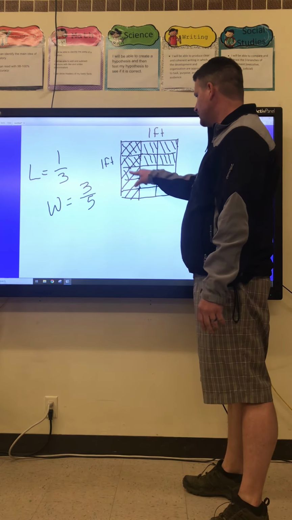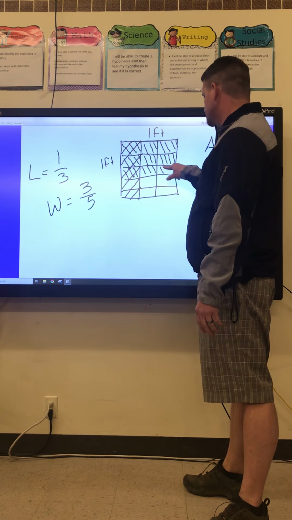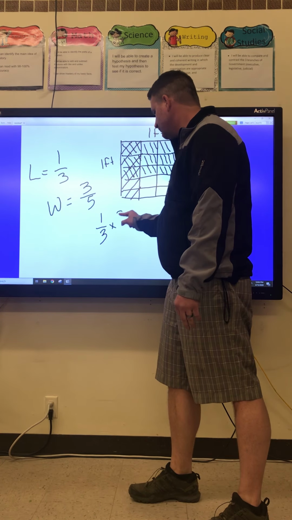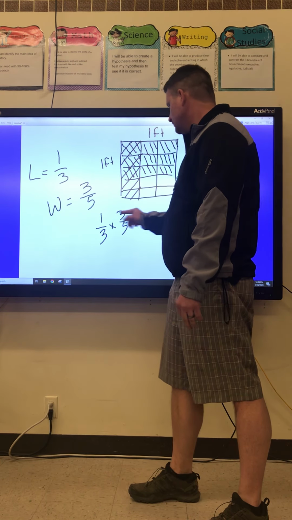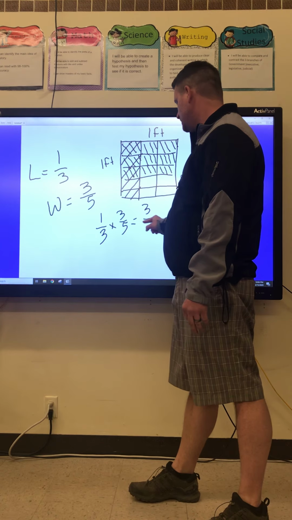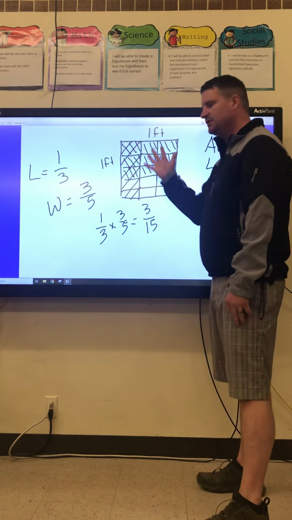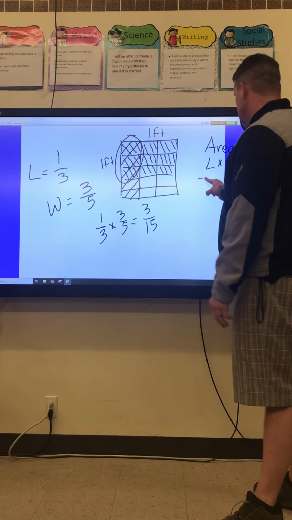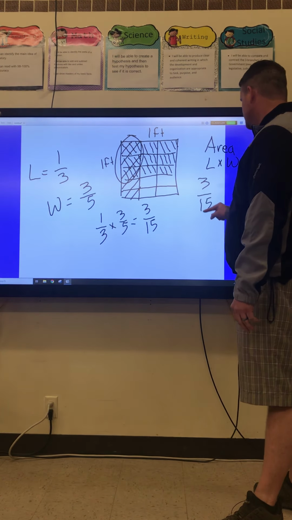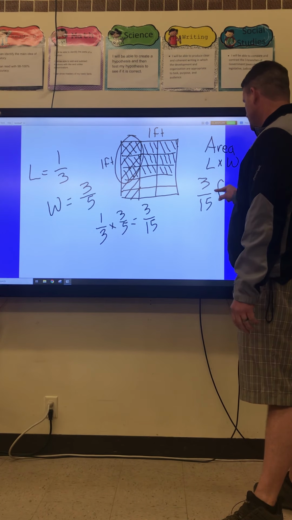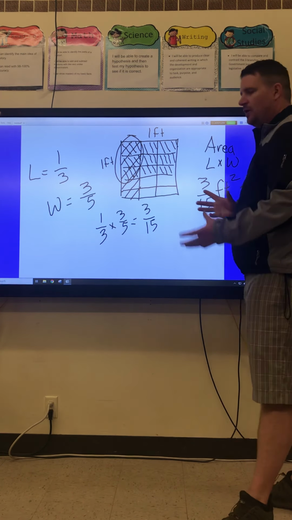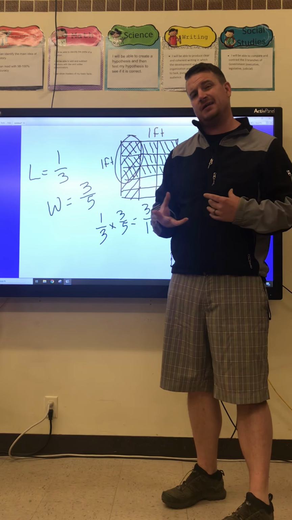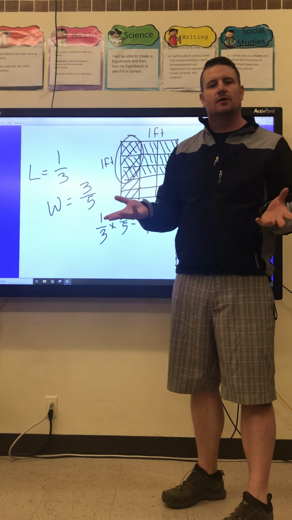So we have one more for this. This is just our simple multiplying them together. So we have 1/3 times 3/5 equals, and we multiply it straight out, 3/15. We have 15 spots here. We have 3 that cross over. So for this one, it would be 3/15 feet squared. Now, that can be confusing, so I'm going to do something on this next one to make it make sense.